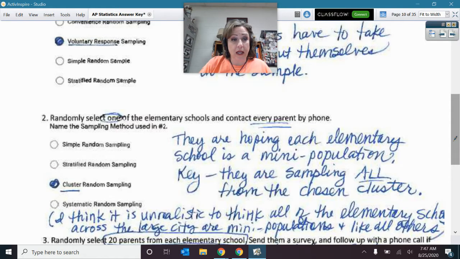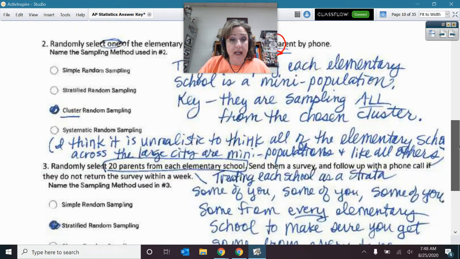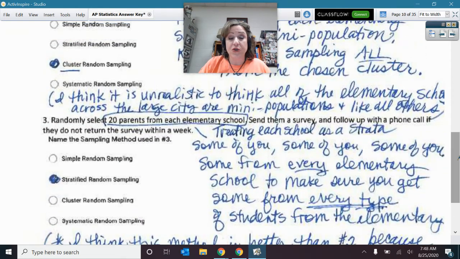Here on this one, they had all the elementary schools. And so they were kind of clustered by elementary schools. And the reason I knew is because when they selected that one, they did all. So, hey, cluster, you're a group. I will sample all of you. So then they did all of the parents, tried to contact all of them from that. That's cluster.